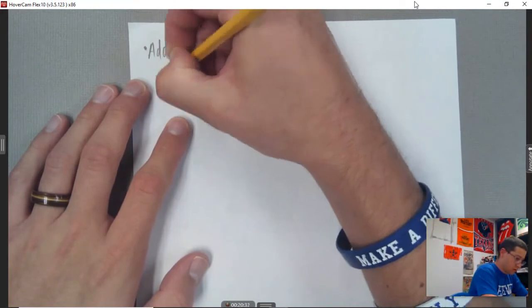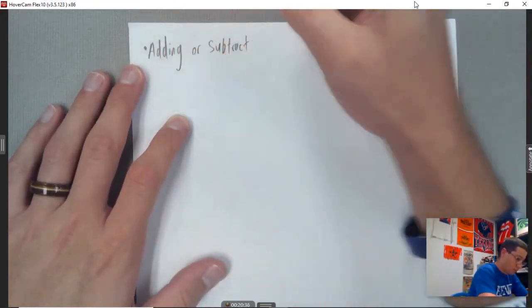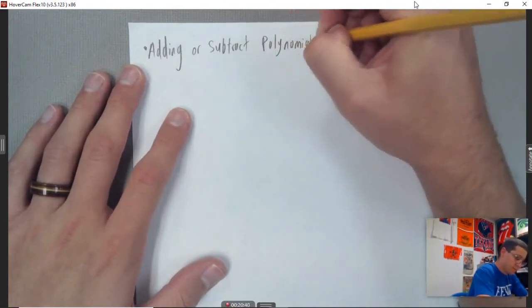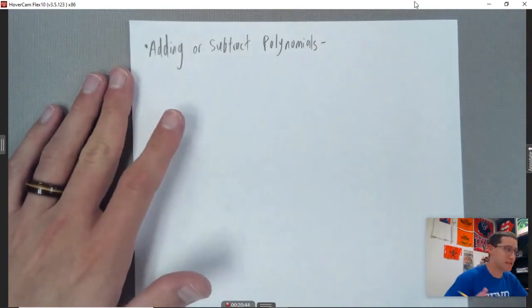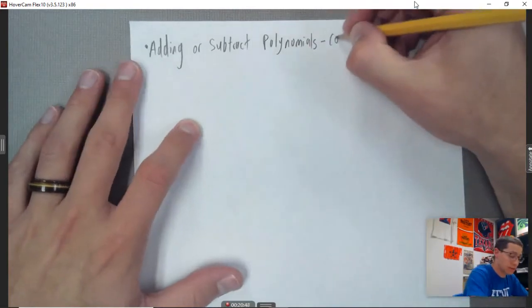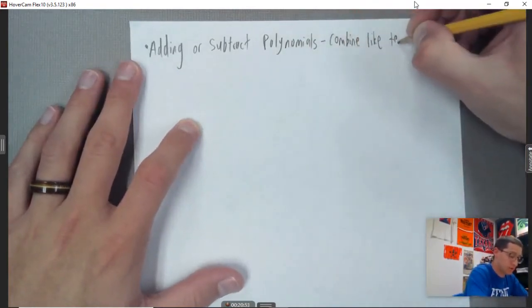So if you were to add or subtract polynomials, it's very simple. Adding and subtracting polynomials is probably the easiest operation that you have with polynomials. All you do is combine like terms. That's it. Combine like terms.